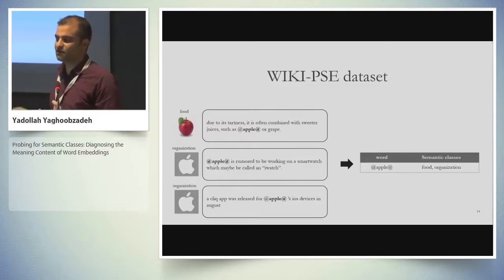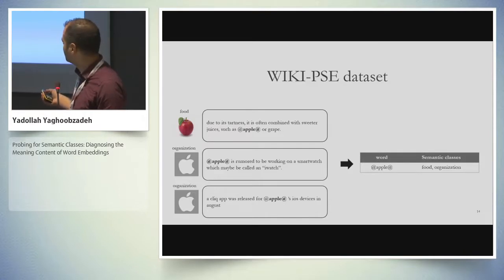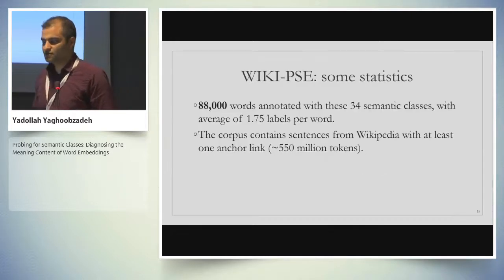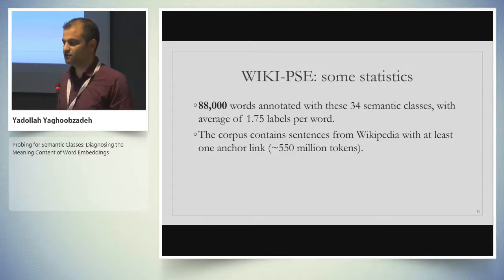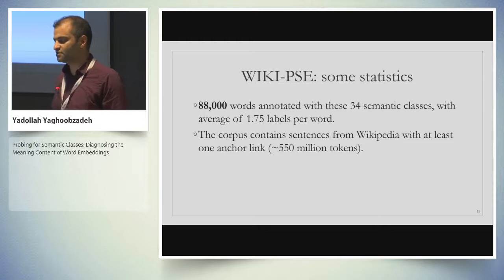And the nice thing is that we also have the frequency of each semantic class. So we know how frequently Apple is food and how frequently Apple is organization. Some statistics: we have around 88K words annotated with 34 semantic classes, with an average of 1.75 labels per word. And the corpus contains sentences that have at least one linked mention or anchor link, which results in 550 million tokens.